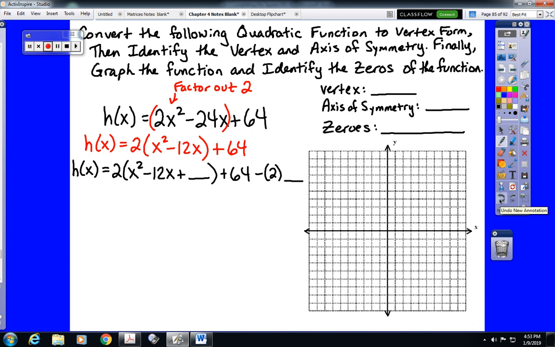Okay, our next line as well will look slightly different, because that 2 is not going to go away. It will still be sitting in front of the parentheses. But really, that's the only difference. The rest of this process is exactly the same.